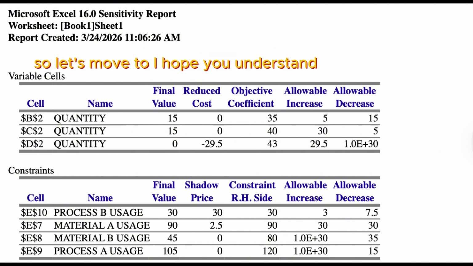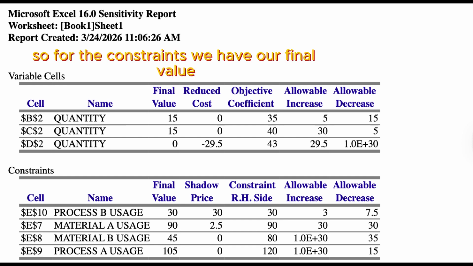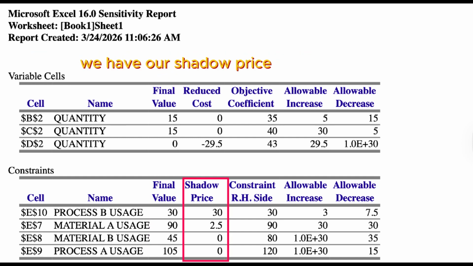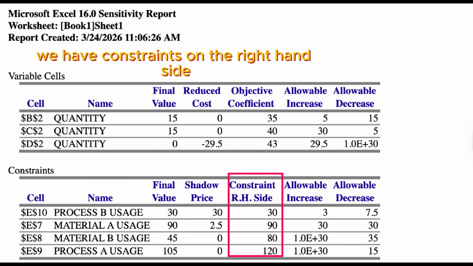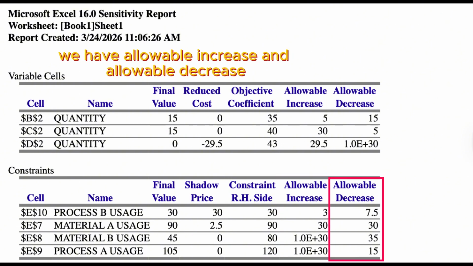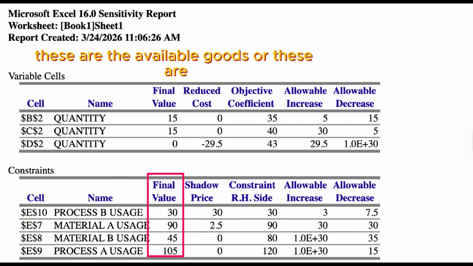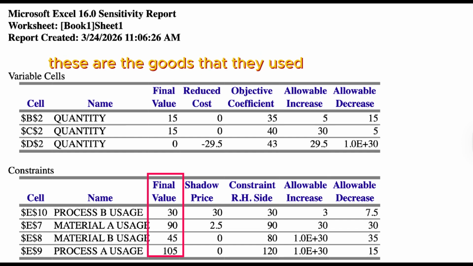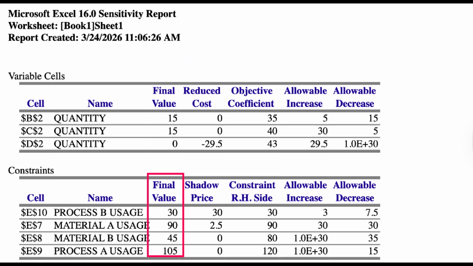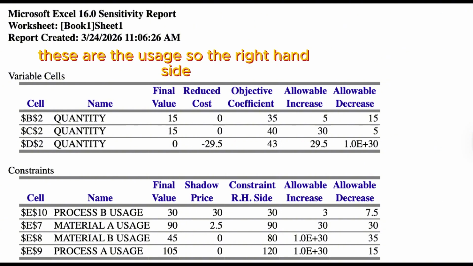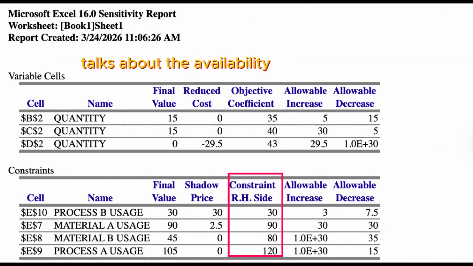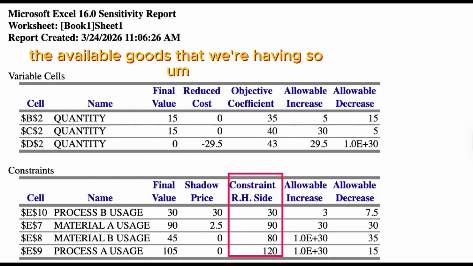I hope you understand. Let's move to the constraints. For the constraints, we have our final value, a shadow price, constraints on the right hand side, allowable increase and allowable decrease. When we talk about the final value, these are the goods that they used. These are the usage. The constraint at the right hand side talks about the availability, the available goods they were having.